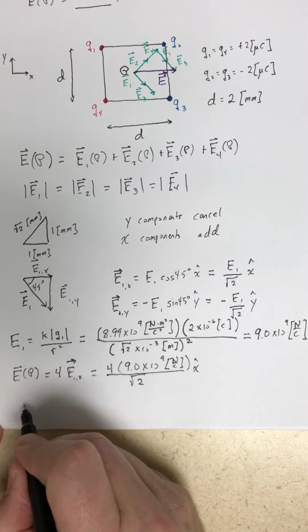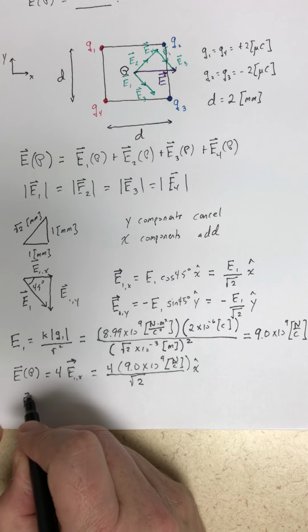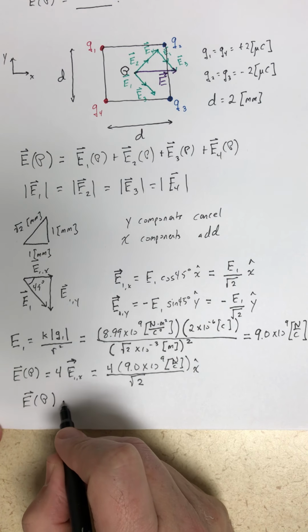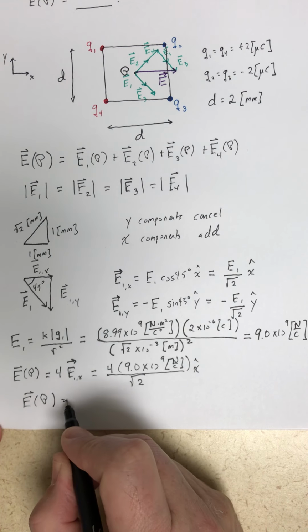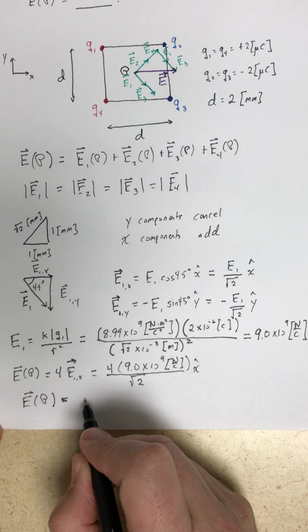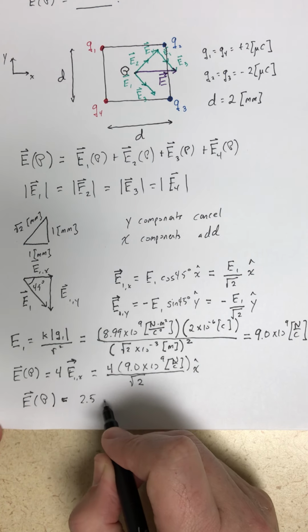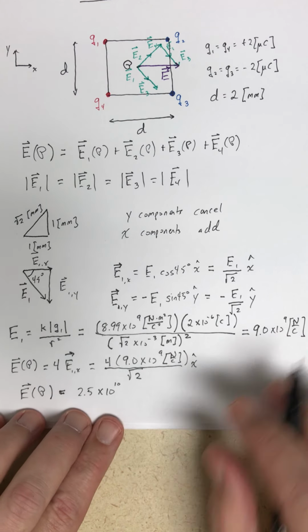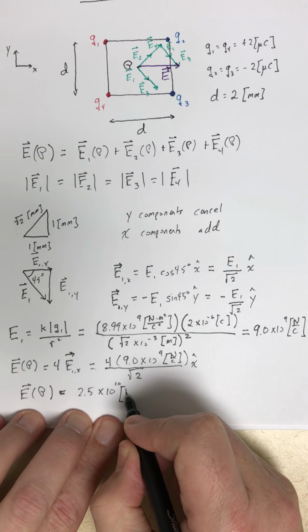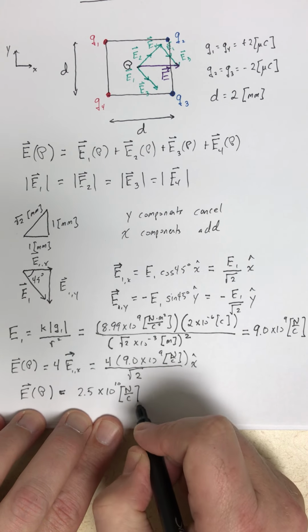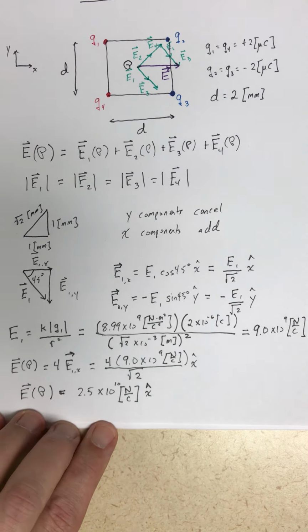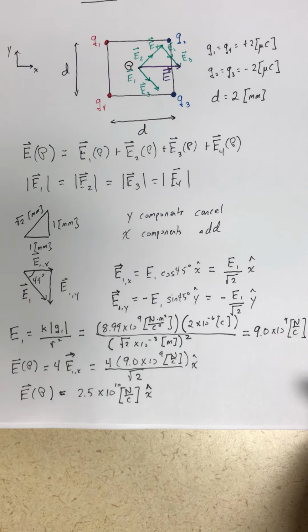And just cleaning that up a little bit, the electric field at the center of the square is going to be 2.5 times 10 to the 10th units of electric field, Newton per Coulomb, and it points along the x direction at the center of the square. So that's that.